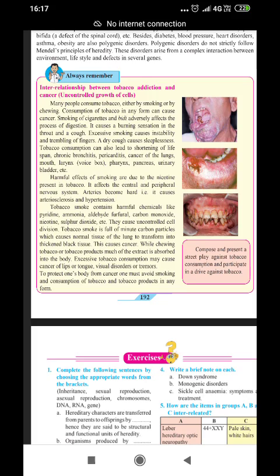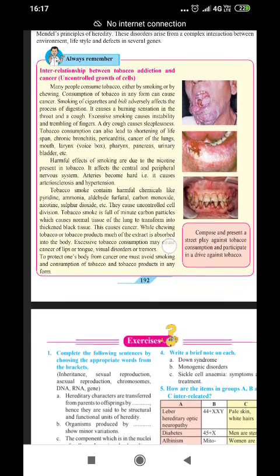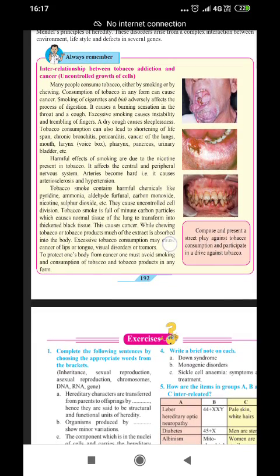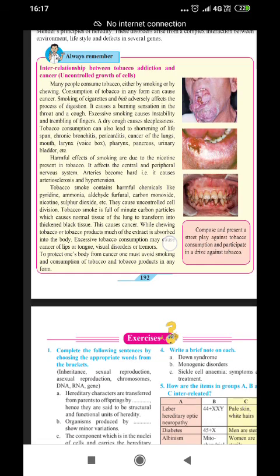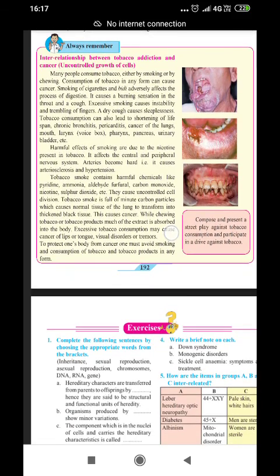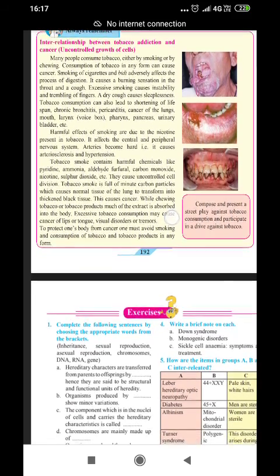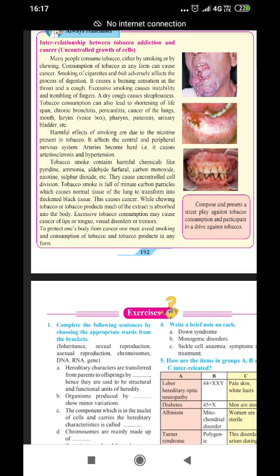Now, there are certain things which you always have to remember: the interrelationship between tobacco addiction and cancer, which is uncontrolled growth of cells. This is only for awareness. Many people consume tobacco either by smoking or by chewing. Consumption of tobacco in any form can cause cancer. Smoking of cigarettes and bidi adversely affects the process of digestion. It causes a burning sensation in the throat and a cough. Excessive smoking causes instability and trembling of fingers. A dry cough causes sleeplessness.